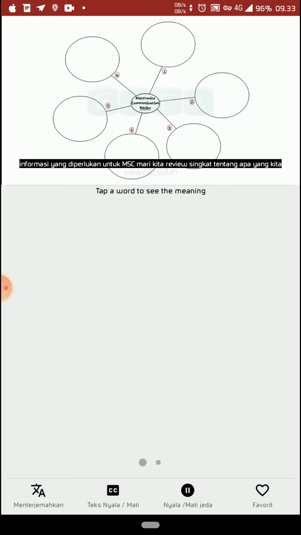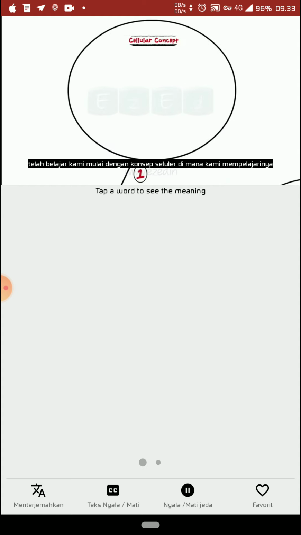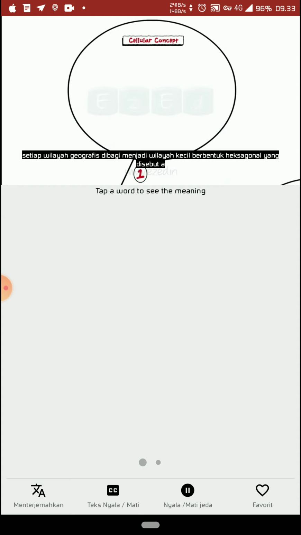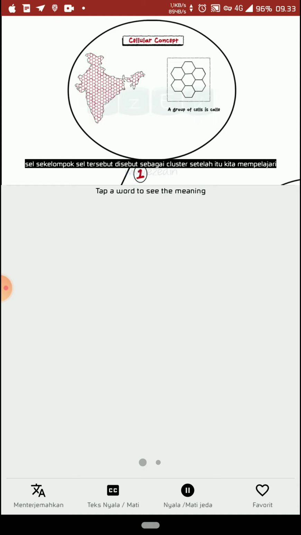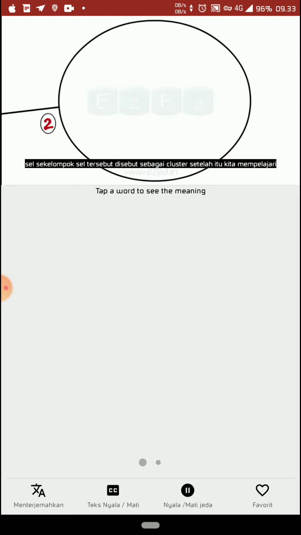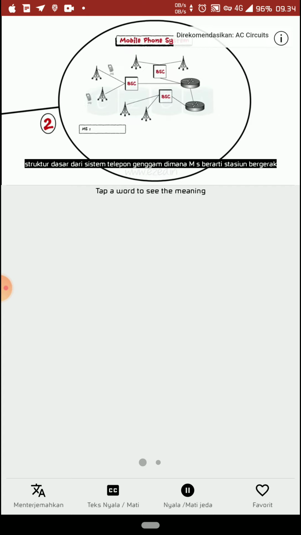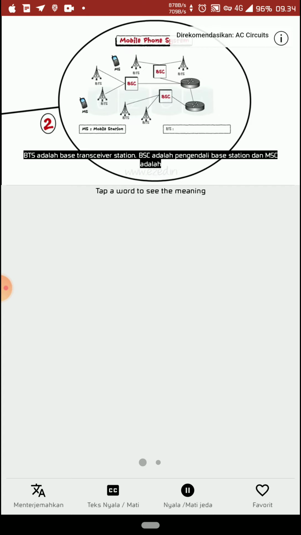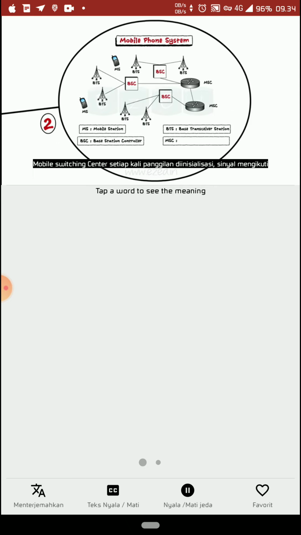Let's take a quick review of what we have learned. We started with the cellular concept where we learned that every geographical area is divided into small hexagonal-shaped areas called cells. A group of such cells is called a cluster. After that, we studied the basic structure of the mobile phone system, where MS means mobile station, BTS is base transceiver station, BSC is base station controller, and MSC is mobile switching center.